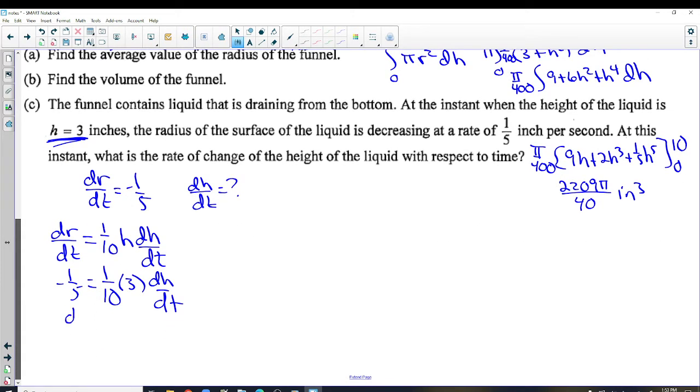All right, well, dh/dt is equal to negative 1/5 times 10 thirds, so negative 2 thirds. And that's the rate of change of the height of the liquid with respect to time. So that's going to be inches per second.